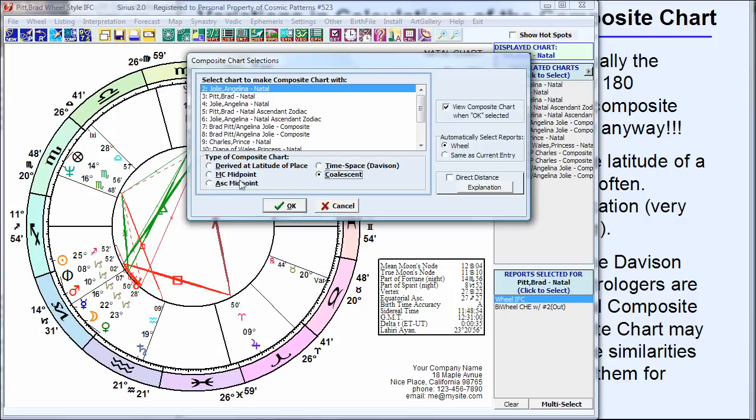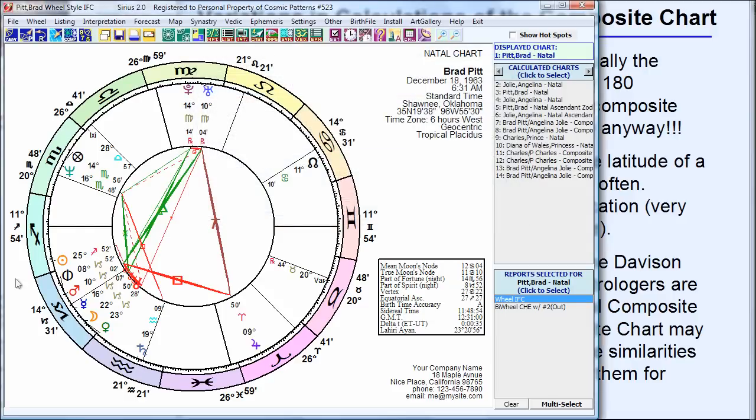Well, first let me talk about midheaven midpoint and ascendant midpoint. These are almost identical. The only difference is this. When you make the composite chart, and you take the midpoint of Brad's ascendant and Angelina's ascendant to get the composite ascendant, and then you take the midpoint of his second house cusp and her second house cusp to get the composite second house cusp, and then you take the midpoint of the third house cusp. What happens is that the house cusps are not always in order. They may flip. Sometimes you have to flip them 180 degrees.